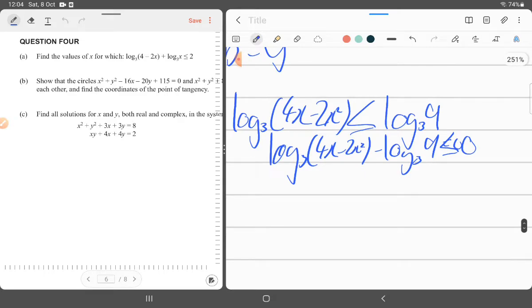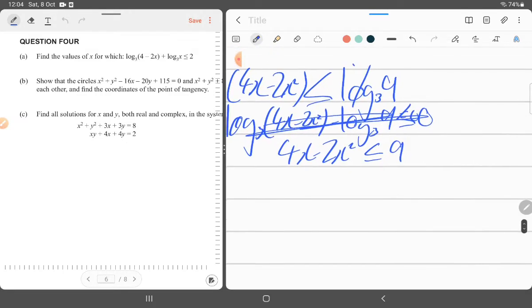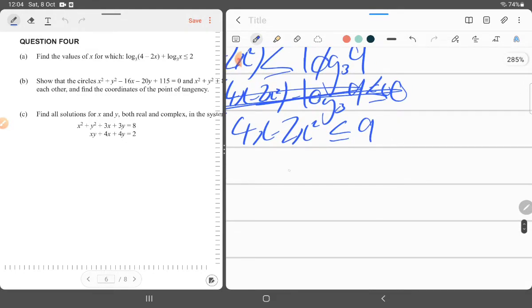This is still an inequality. You can just cancel these two out. So 4x take away 2x squared is less than 9. 0 is less than or equal to 2x squared take away 4x plus 9.